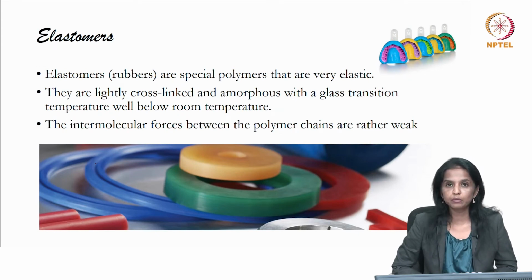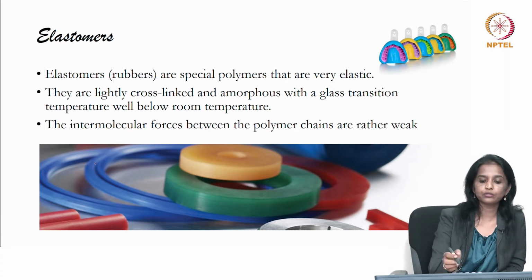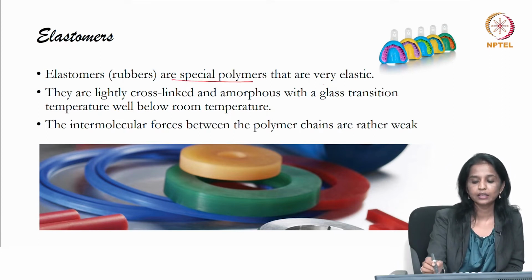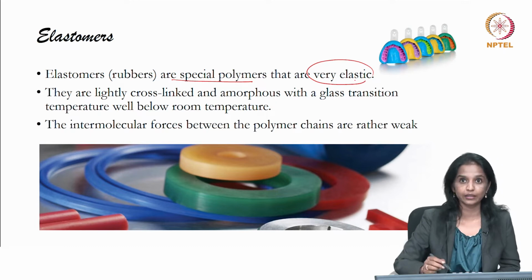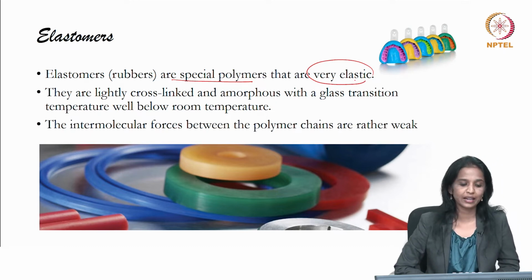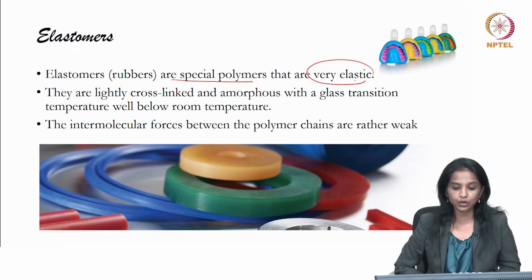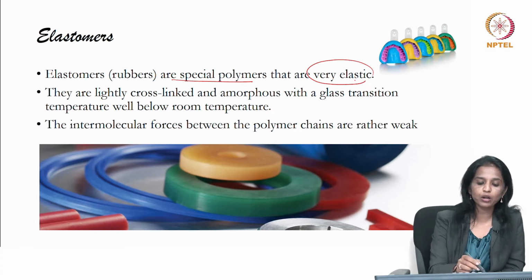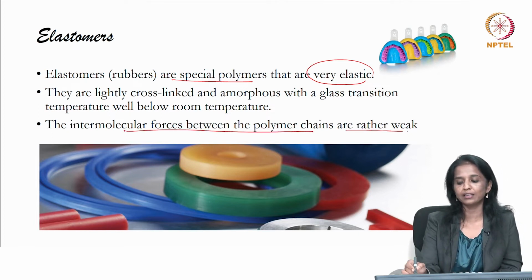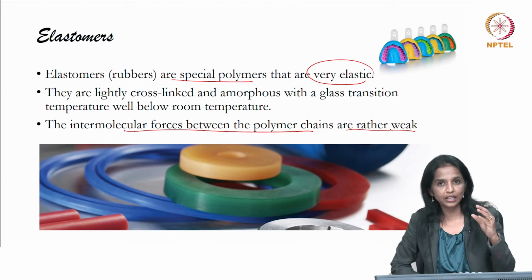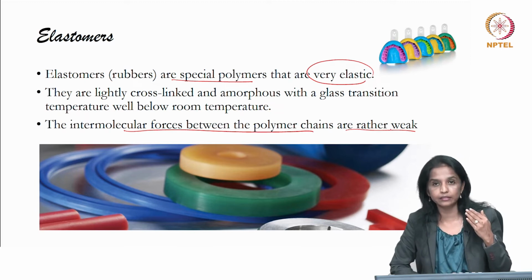As already mentioned, polymers are classified into elastomers, thermoplastics and thermosets. The first one is elastomer. These elastomers are special polymers that are very elastic, as the name suggests. They are tightly cross-linked and amorphous with a glass transition temperature well below room temperature. The intermolecular forces between the polymer chains are rather weak, but this weakness is what gives that elasticity to the elastomer.